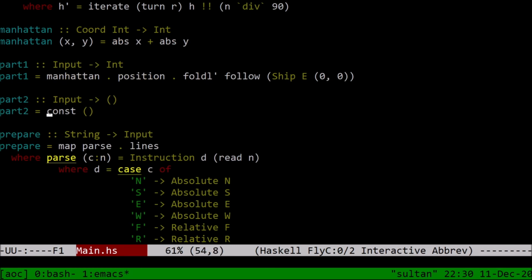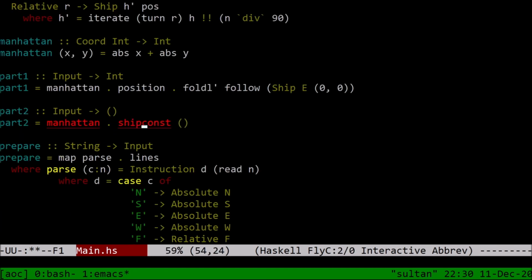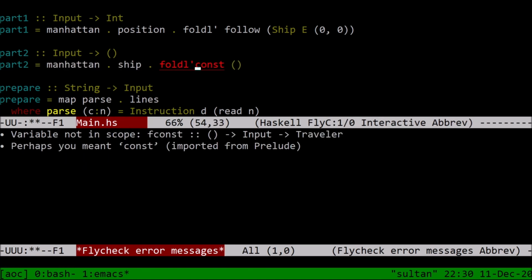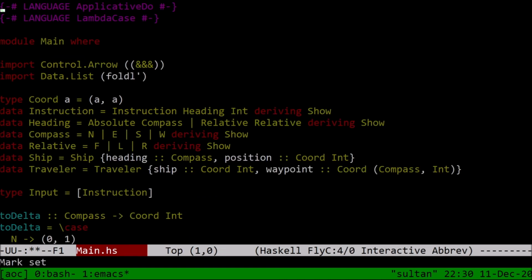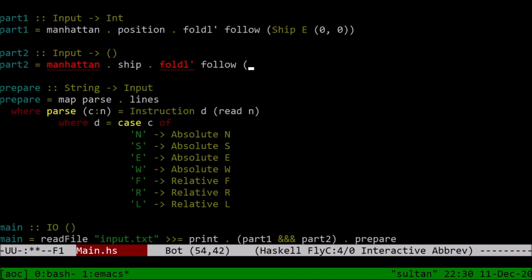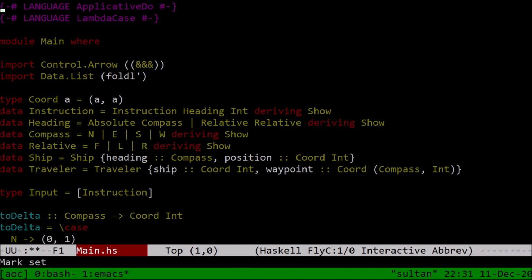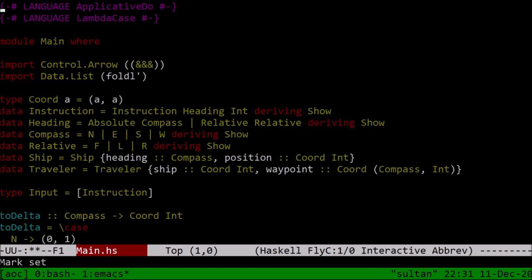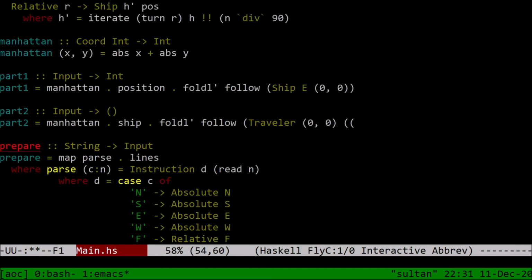So I think part two will be Manhattan dot ship foldl follow of an initial traveler. Let me use 1L or 2. That's one I always change my mind about. It starts at 0, 0. And then it's waypoints we said are like, what are they? 10 east and 1 north.